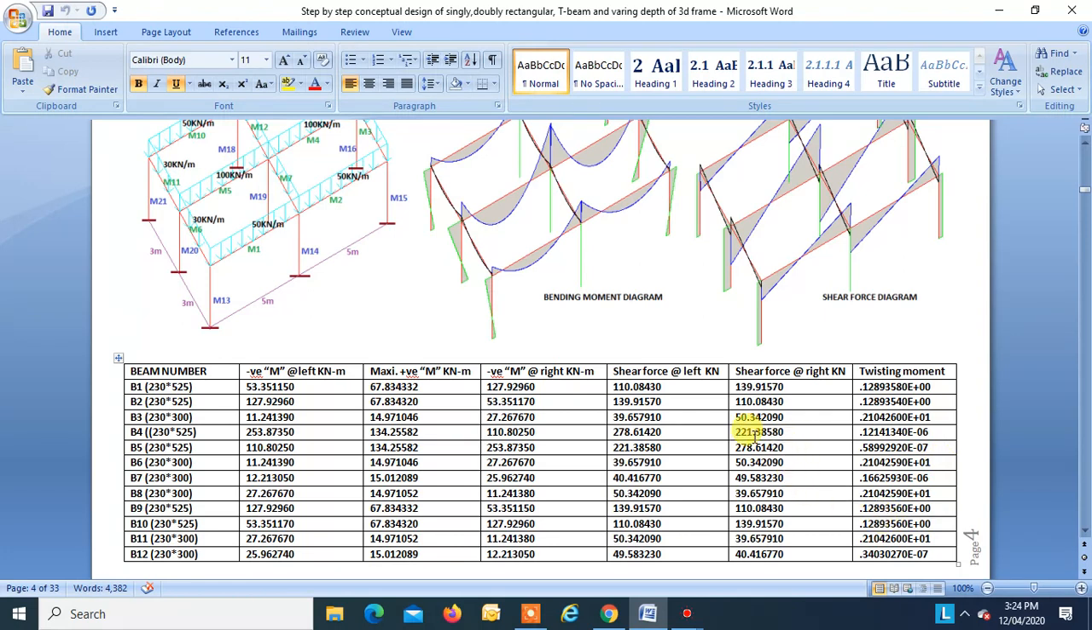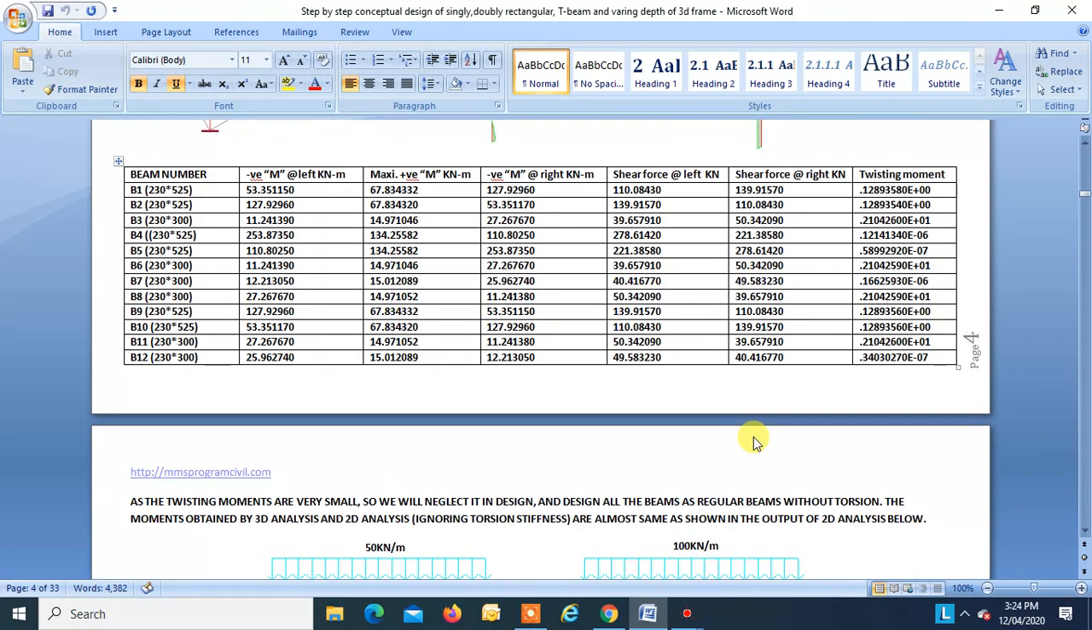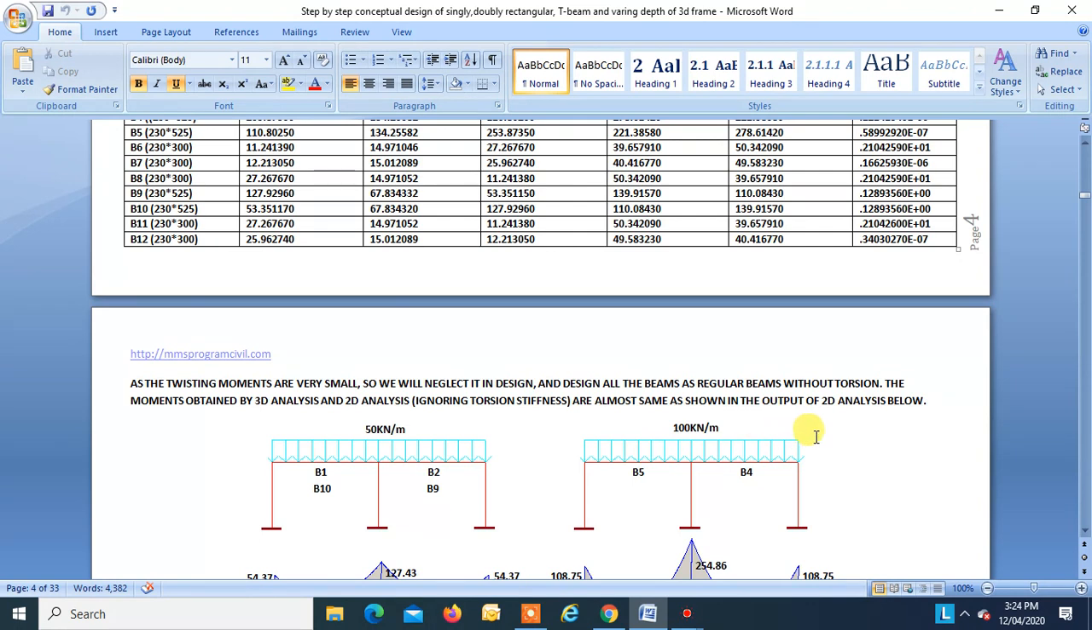So if the twisting moment is very small, we will neglect torsion in design. As the twisting moments are very small, we will neglect it in design and design all the beams as regular beams without torsion. The moment obtained from 3D analysis, that is this, and 2D analysis as shown below. In 2D analysis we have ignored torsional stiffness. The results are found to be almost the same.